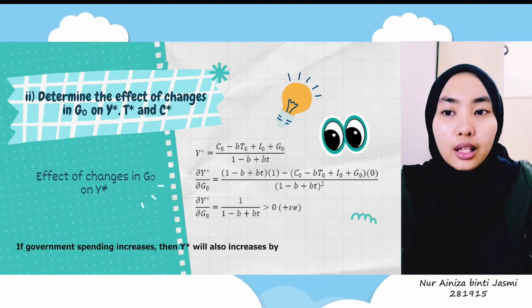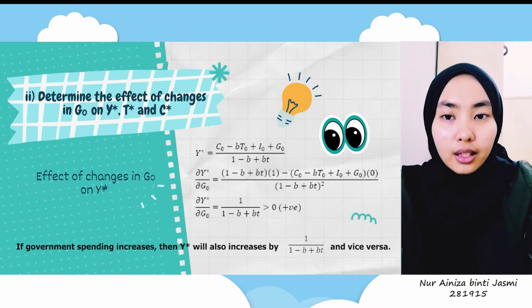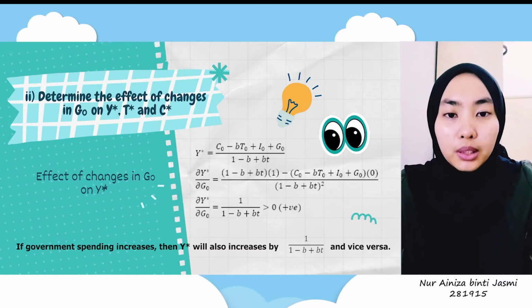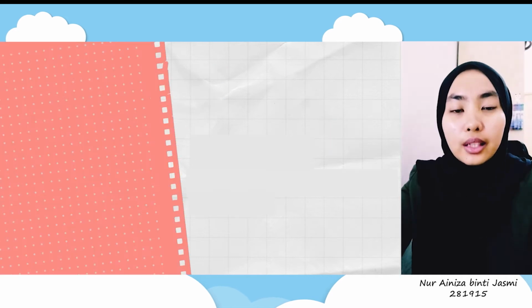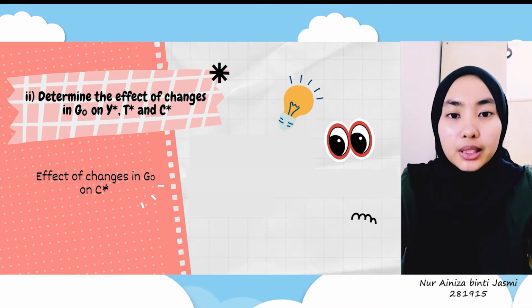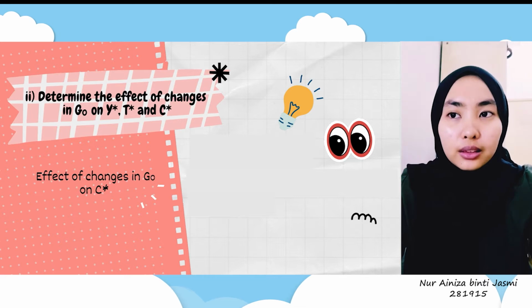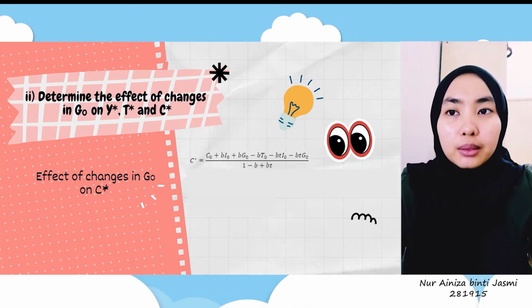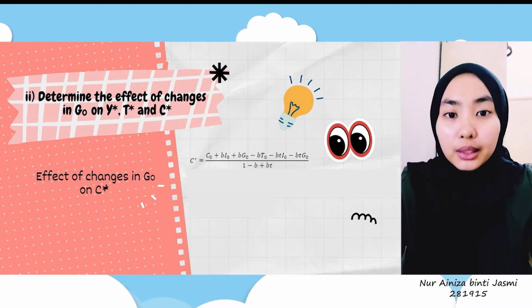The result is if government spending increases, then Y star will also increase by 1 over 1 minus B plus Bt, and vice versa. Second, the effect of G null on C star. Next, we repeat the same steps for C star and T star. C star equals C null plus BI null plus BG null minus BT null minus BtI null minus BtG null over 1 minus B plus Bt.